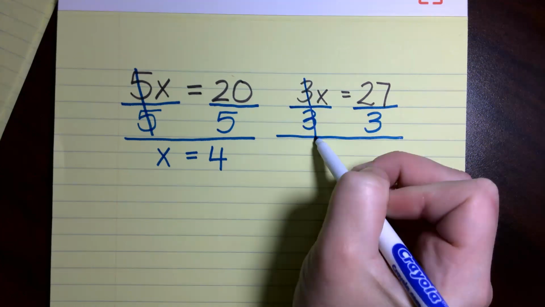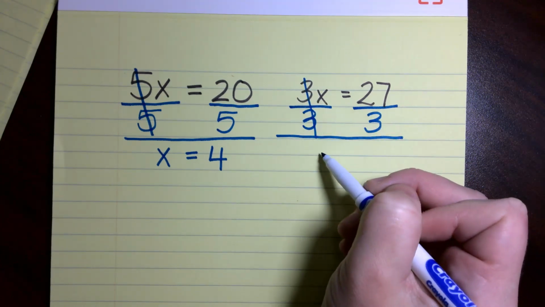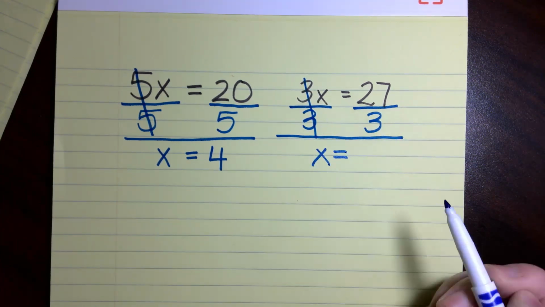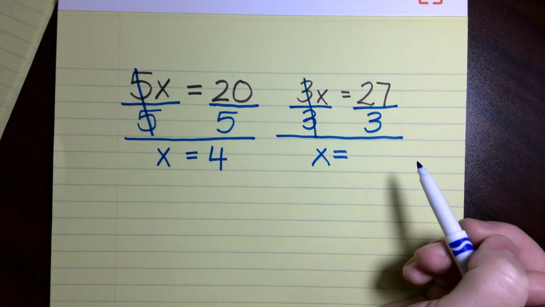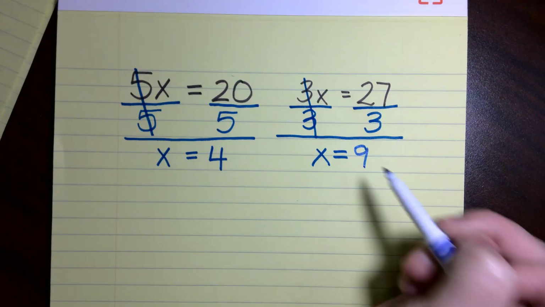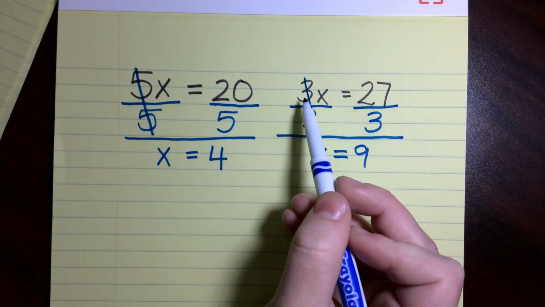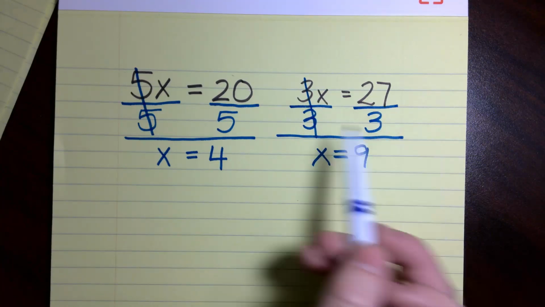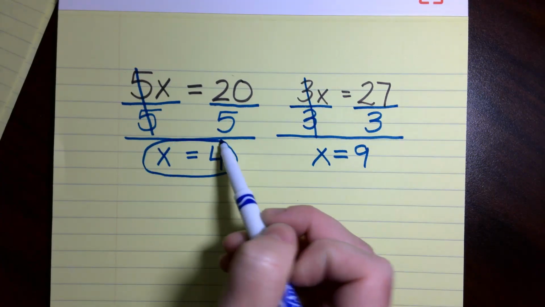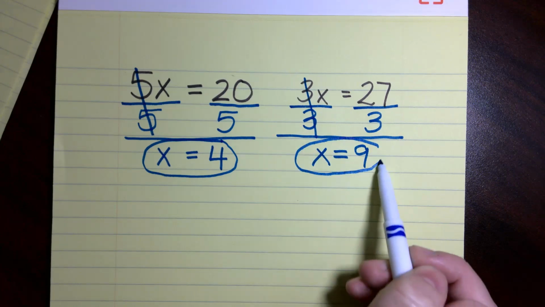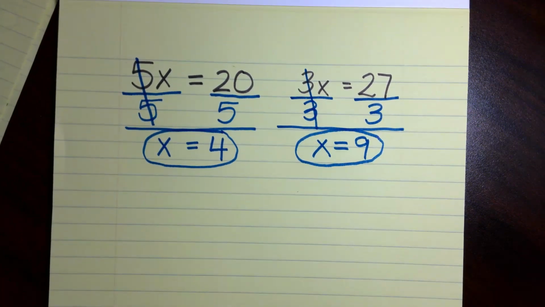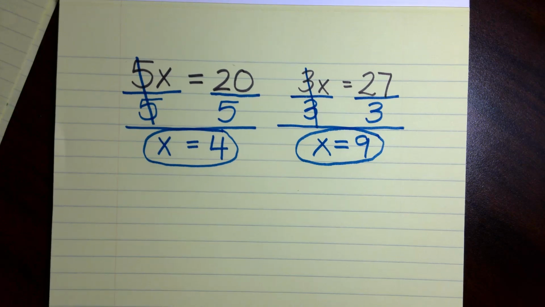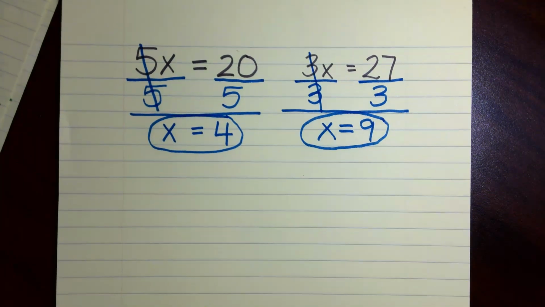The 3's are going to cancel. Now I've got x equals, what is 27 divided by 3? 9. And if I did 3 times 9, I would get 27. So that's perfect. Forgot to circle my answers. I want us to get in the habit of circling, and crossing out. Yes, crossing out and circling. Those are good habits to keep. Good.